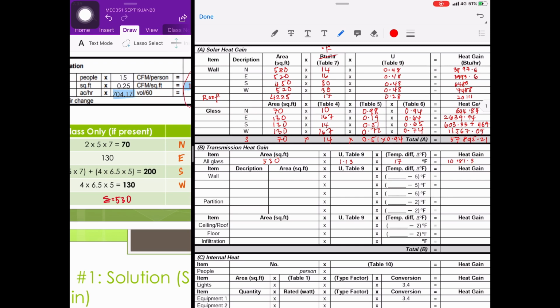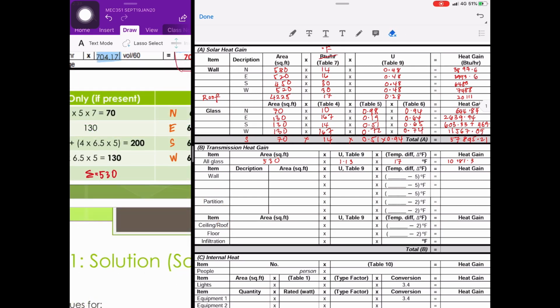For our case, we don't have any transmission heat gain through the wall, since it's already been catered by the solar heat gain. There is no partition to be considered, and for our building we only have roof which has been catered in solar heat gain. For the floor, the area is 4,225 square feet.